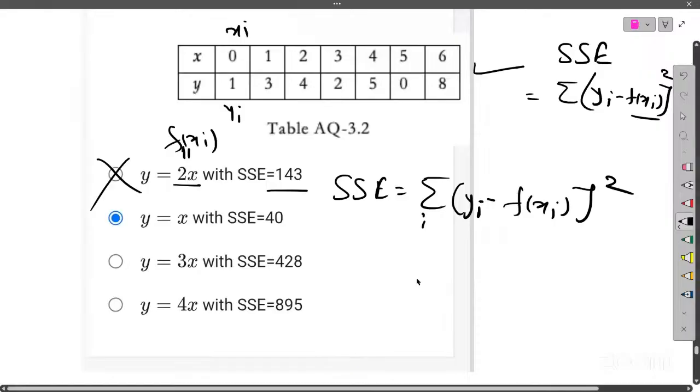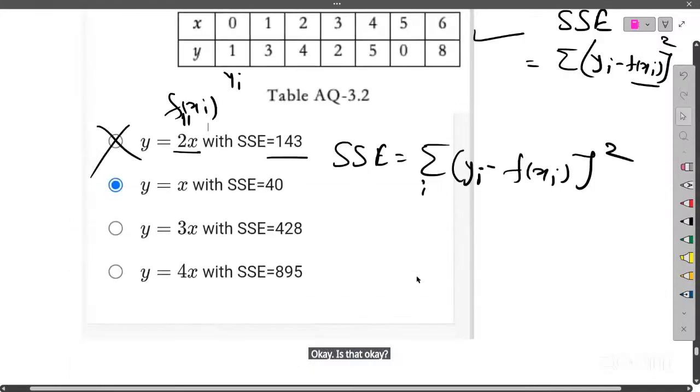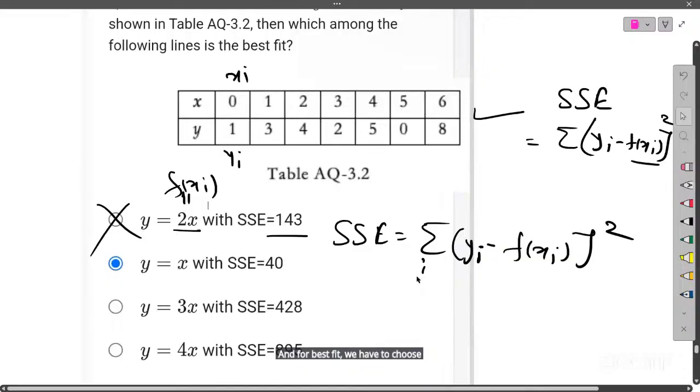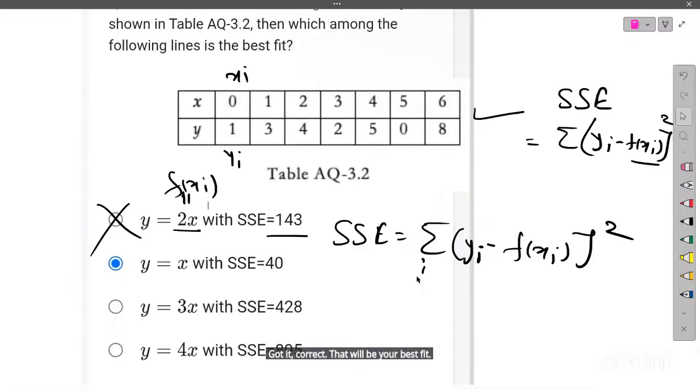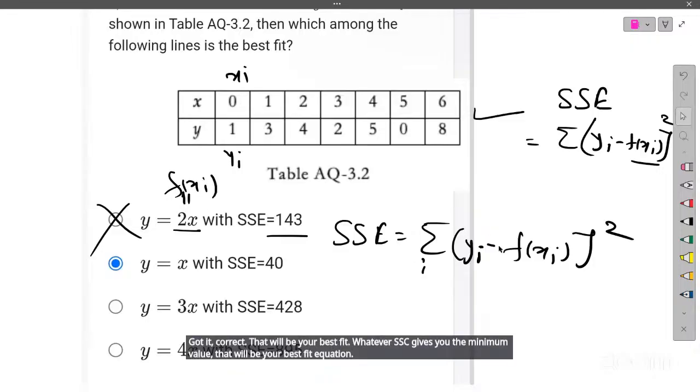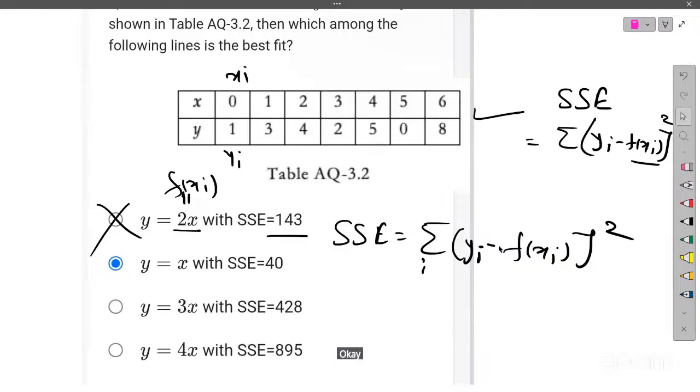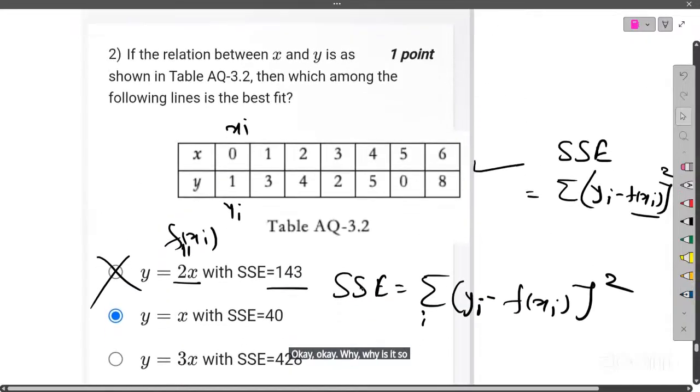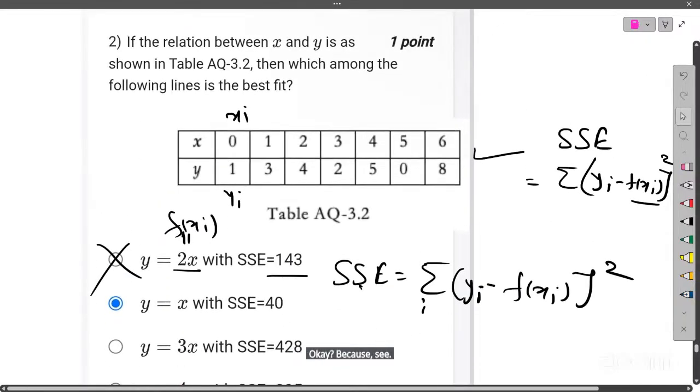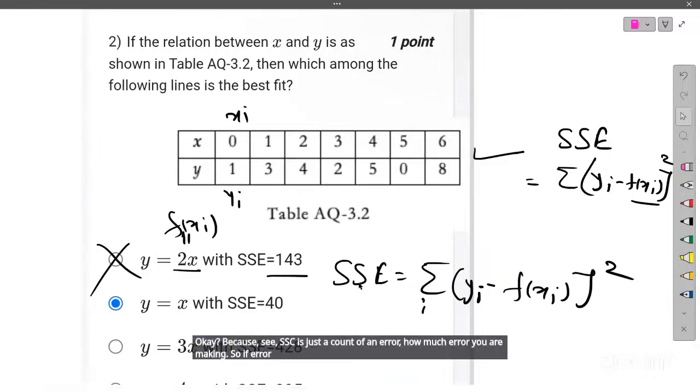And for the best fit, we have to choose the SSE which has the minimum value. That will be your best fit. Once again, whichever SSE gives you the minimum value, that will be your best fit equation. And why is it so? Because SSE is just a count of error, how much error you are making. So if the squared error is small, that means the result is good, right?